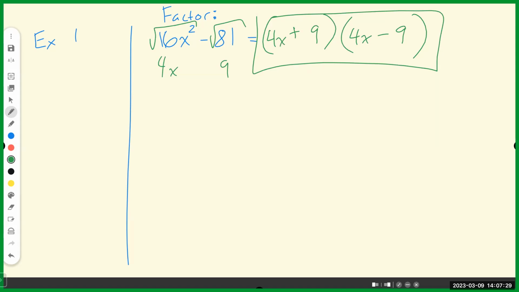Positive 9 times negative 9 is the negative 81. 4x times 4x is 16x squared. In the middle terms, you're like, but Mr. Sindel, there should be a something x in the middle. Where'd your x term go? I have an x squared, a constant. Conjugates always cancel out the middle term. There are no middle terms here.